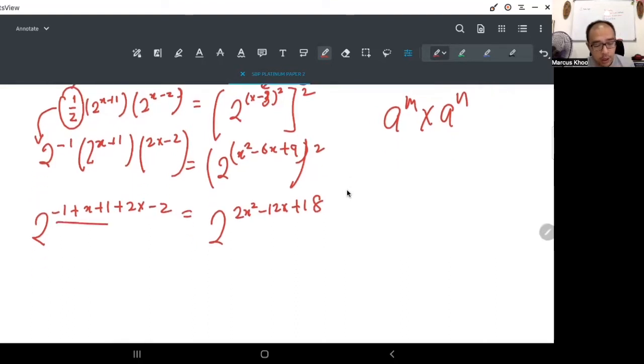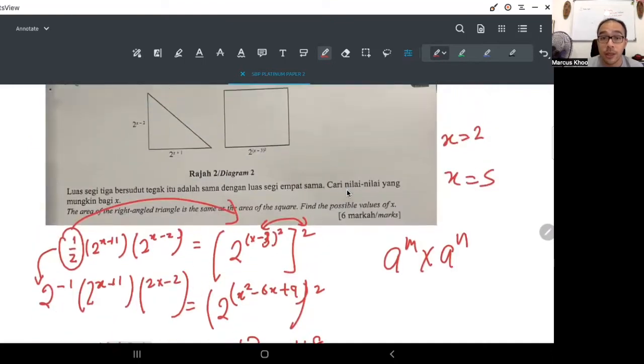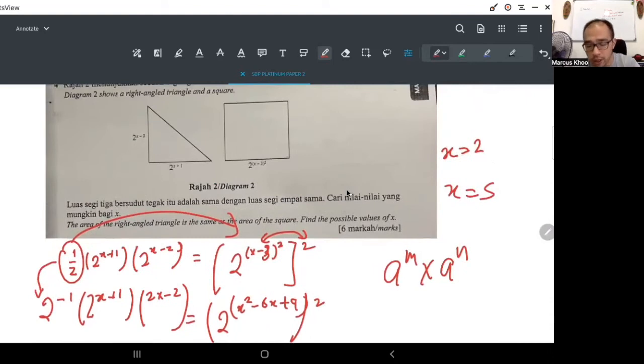Then all you need to do is just solve this, and since there's an x squared there, it will definitely involve a factorization. Kalau bukan factorization, you can always use the formula or EQN, but either way you will get x equals 2 and x equals 5. This is not a very difficult question. Of course, you need to know the area of the triangle and the area of the square lah. This one, no formula book will give you one. You're expected to know this.